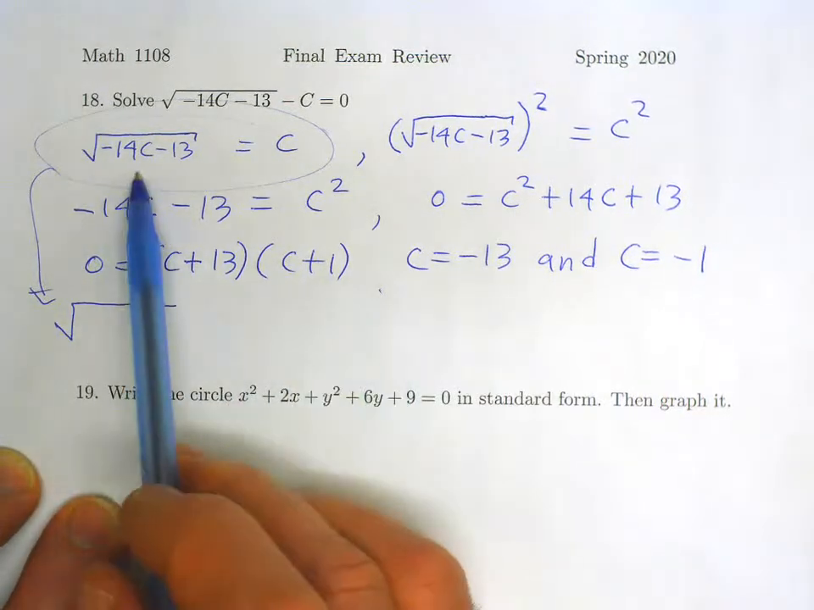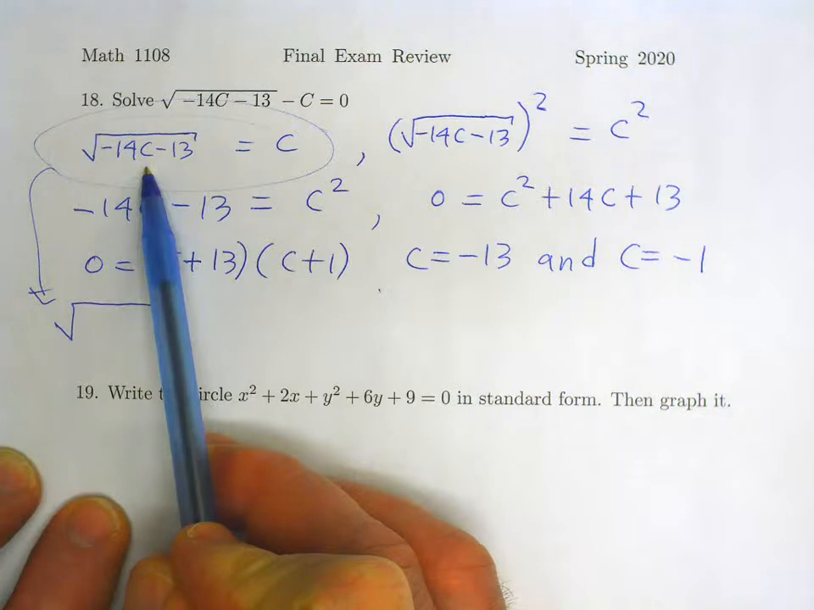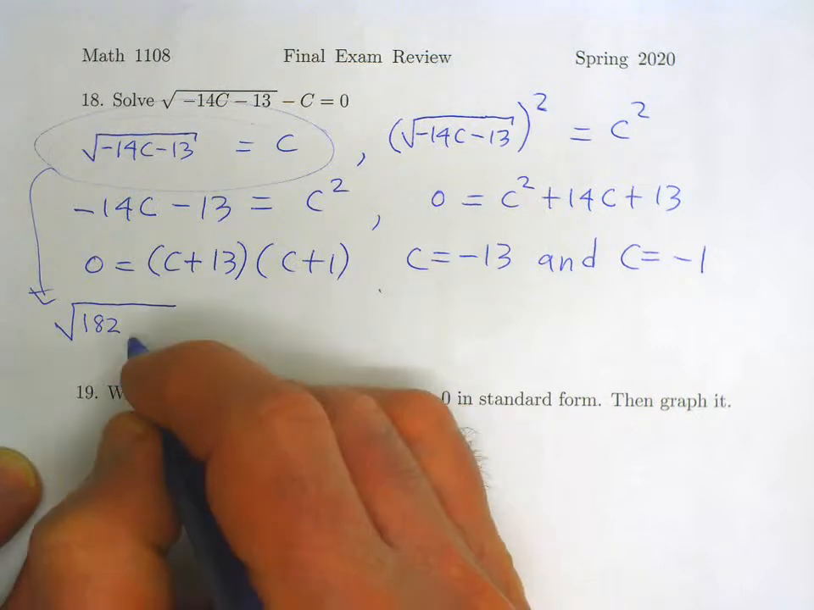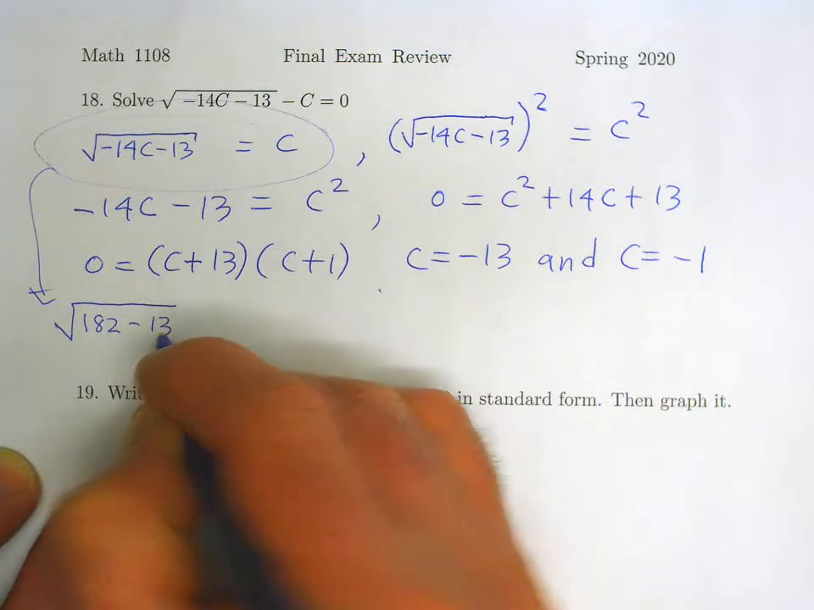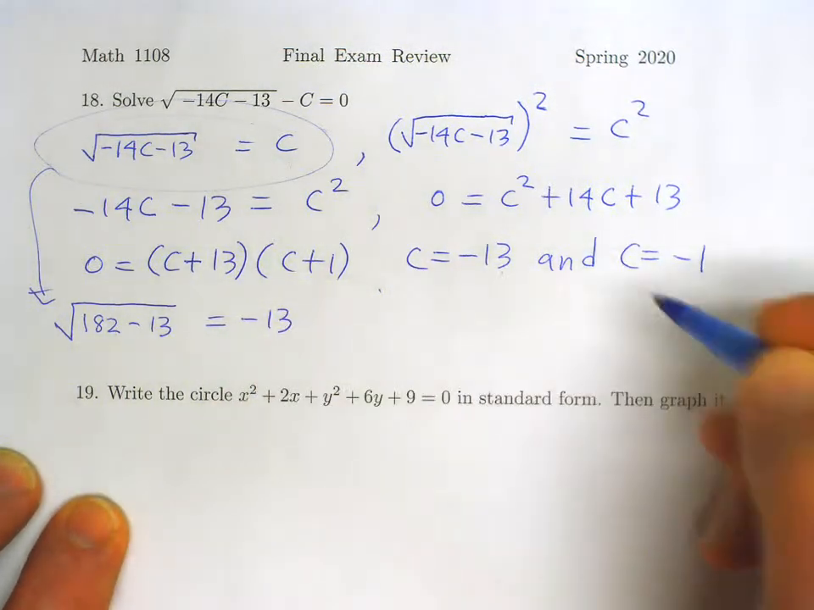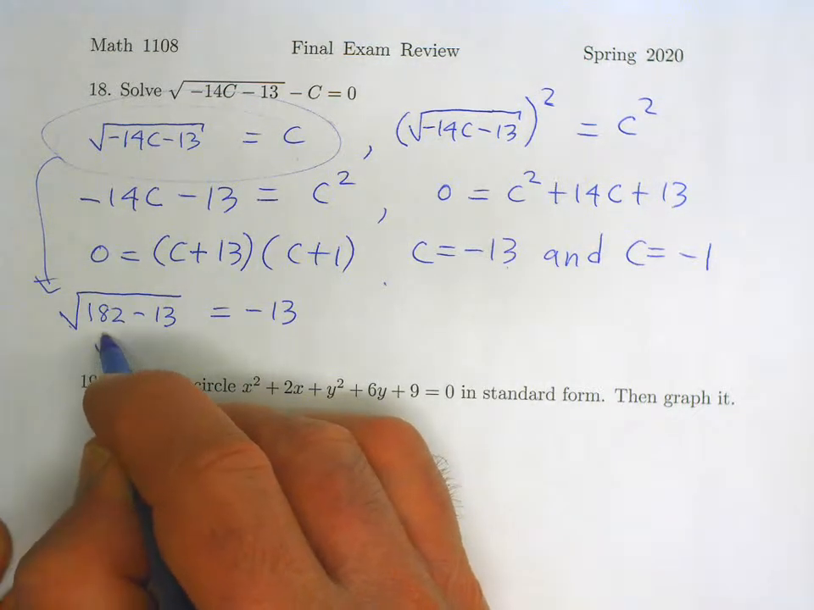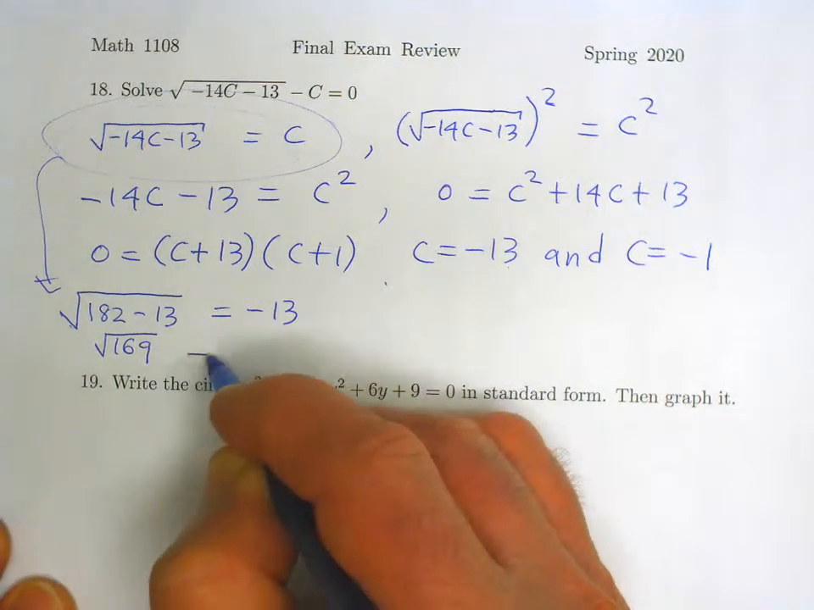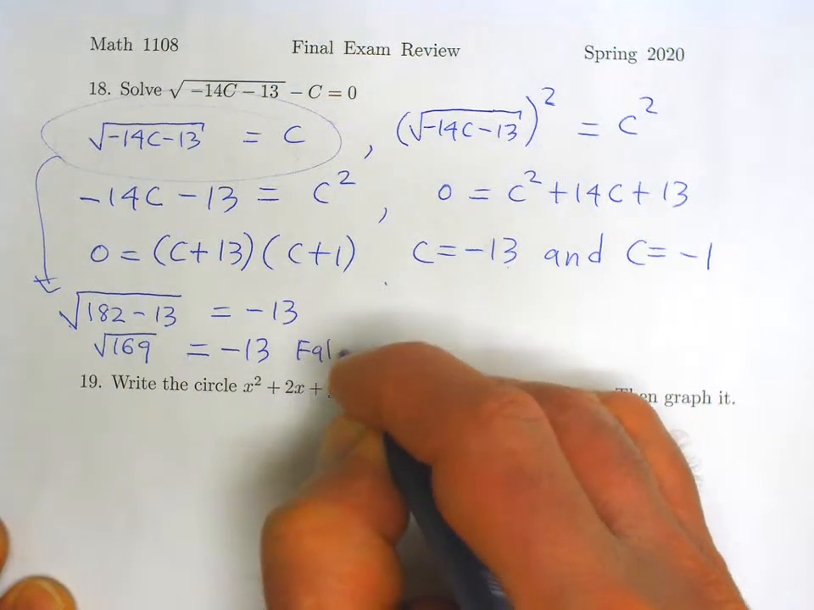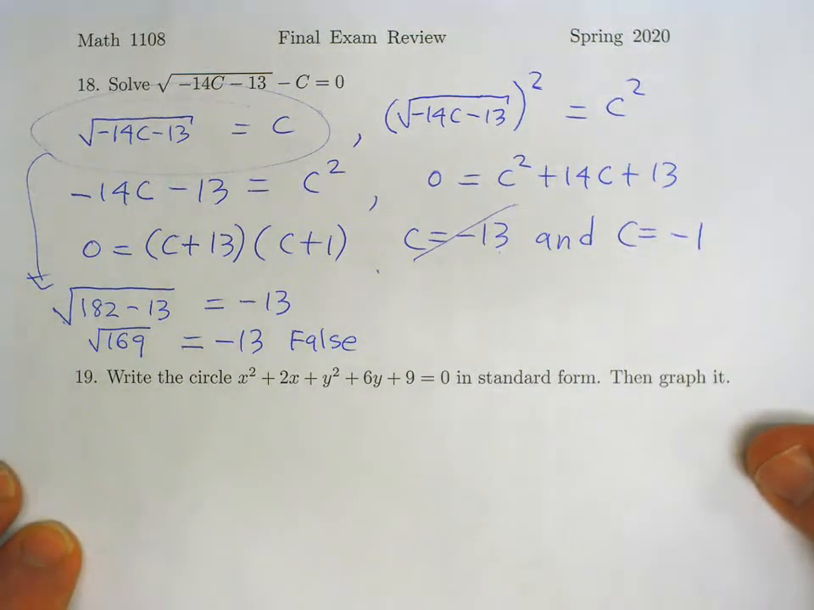Okay, so replace this c with negative 13. Negative 14 times negative 13 is positive 182. So the positive square root of 182 minus 13. And the right-hand side is negative 13. Well, we already know that this can't be true. The left-hand side is the positive square root of 169. But to say that it's equal to negative 13 is false. So that means negative 13 cannot be a solution.